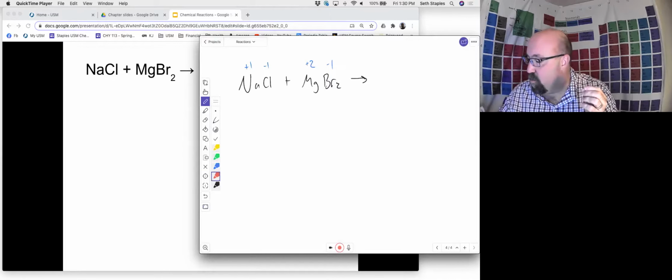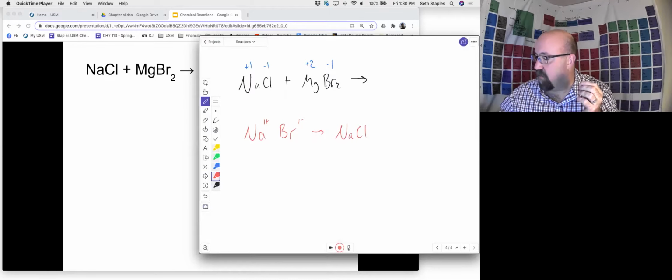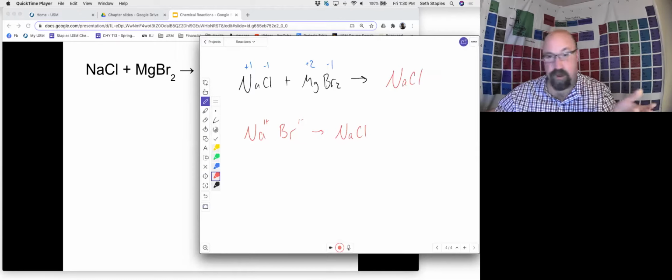And so our new combinations, Na is going to come together with Br. So we have a 1+ with a 1-. And so those are going to come together, remembering everything from the last unit, as NaBr. So there's one of our products. We also have magnesium with its 2+ charge coming together with chloride with its 1-.